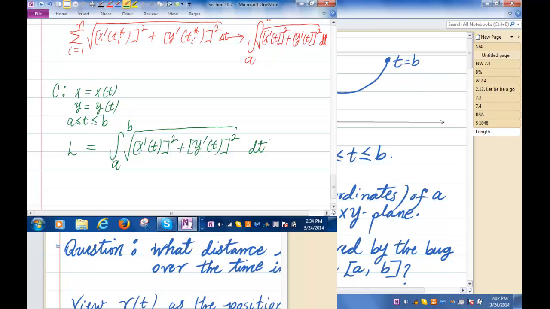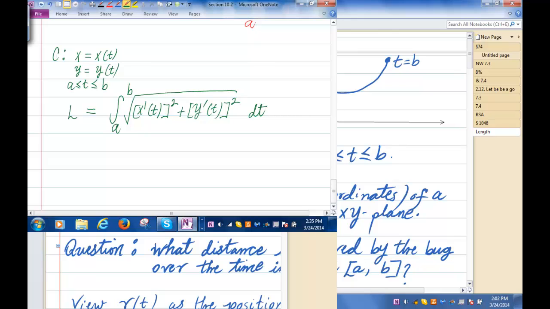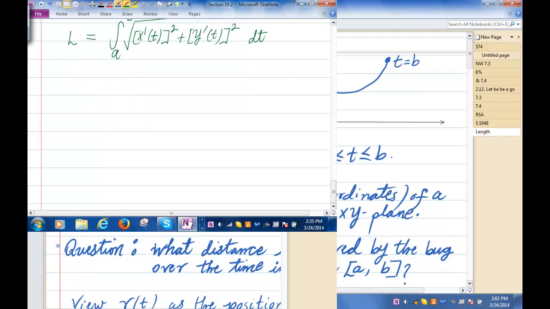Questions, anyone? No? Okay, so there is another way of obtaining this same formula, but I'll probably show you that next time. But let's use this formula and see how we can find the lengths of given curves. So let's look at our first example.